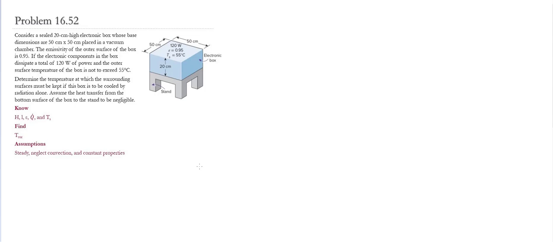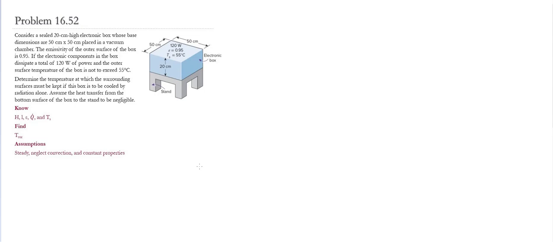Problem 16.52. In this problem, we consider a sealed 20 centimeter high electronic box whose base dimensions are 50 centimeters by 50 centimeters placed in a vacuum chamber. The emissivity of the outer surface of the box is 0.95. If the electronic components of the box dissipate a total amount of power of 120 watts, and the outer surface temperature of the box is not to exceed 55 Celsius.